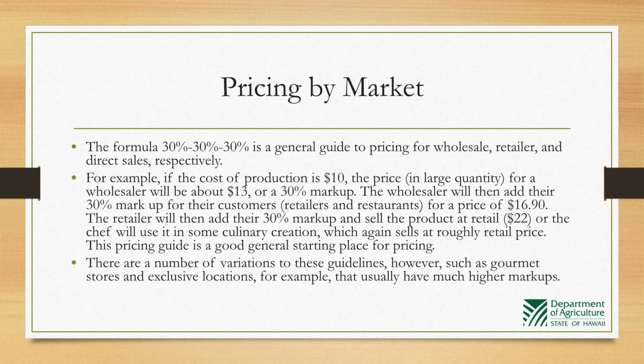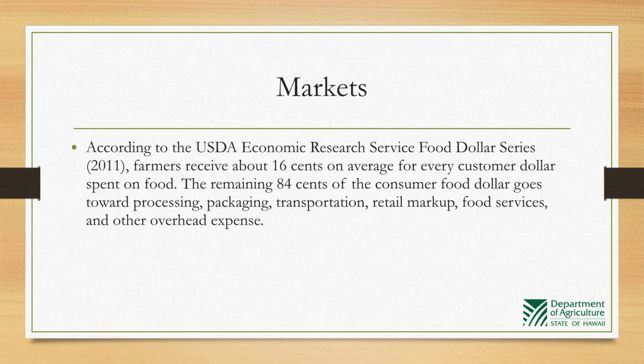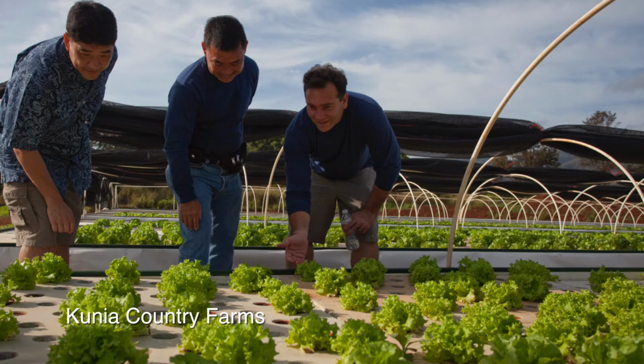This pricing guide is a good general starting place for pricing. There are a number of variations to this guideline, however, such as gourmet stores or exclusive locations that usually have a much higher markup. According to the United States Department of Agriculture Economic Research Service Food Dollar Series Research 2011, farmers receive about 16 cents on average for every customer dollar spent on food. The remaining 84 cents of the customer's food dollar goes towards processing, packaging, transportation, retail markup, food services, and other overhead expenses.